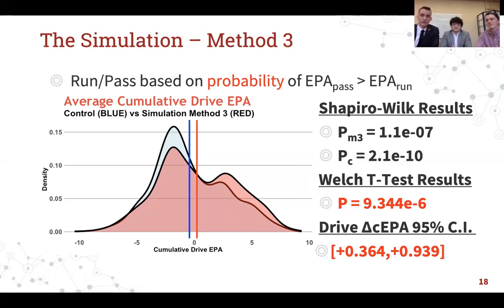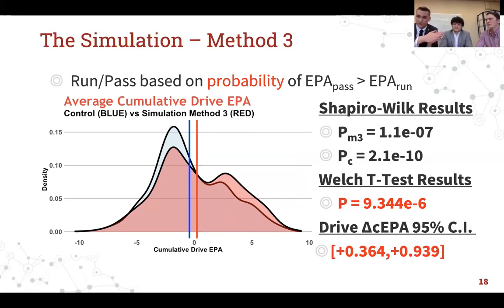So for method 3, once we had a Bayesian bootstrap sample of rush EPA versus pass EPA, we then drew a random sample from those two distributions and compared them in order to make our determination of whether to rush or pass in a certain game.